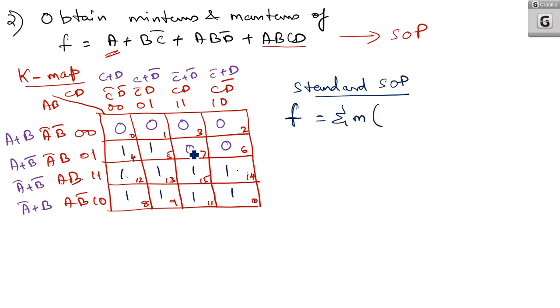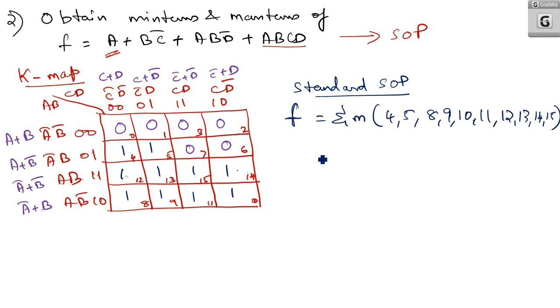4, 5, then 6 and 7 are not there. Then 8, 9, 10, 11, then 12, 13, 14, 15. So 4, 5, 8, 9, 10, 11, 12, 13, 14, 15. So that gives the standard SOP form.